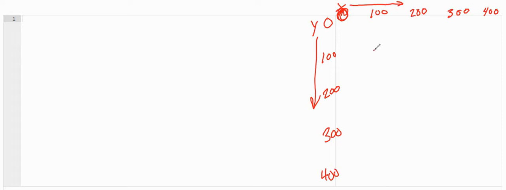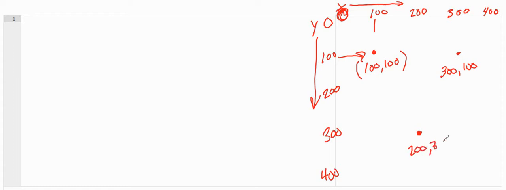So we can wind up with a point like this, which would be over 100 and down 100: 100, comma, 100. We can do a point like this, which would be over 300 and down 100: 300, 100. Or we can come up with a point like this, right about here, and in this case that would be over 200 and down 300. So 200 and 300. That's a 3 there, sorry. Okay, so that's just a basic review of how the field works. Let me clear that out.